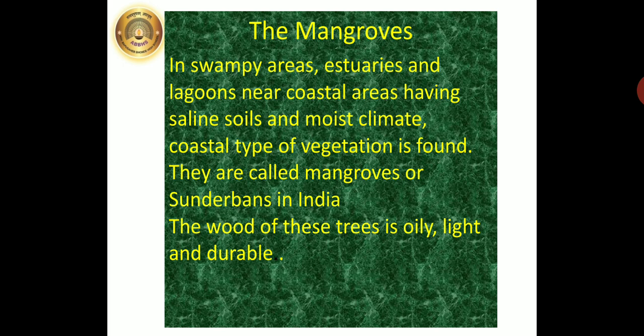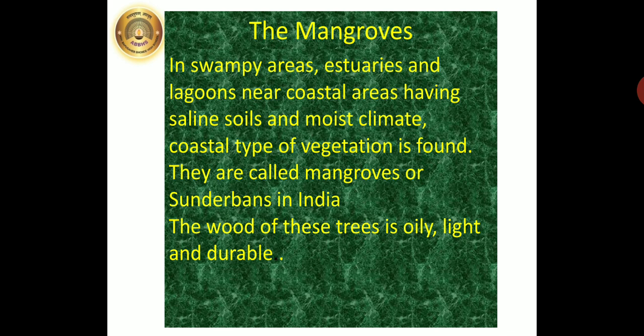Now when we go towards the mangroves, in the swampy areas, the estuaries and lagoons near coastal areas, having saline soils and moist climate, coastal type of vegetation is found. They are called mangroves or Sundarbans in India. Now they are known as Sundarbans because there are Sundari trees. Sundari trees are the type of trees that are found in the mangroves of India. And this is the largest delta region in the world.